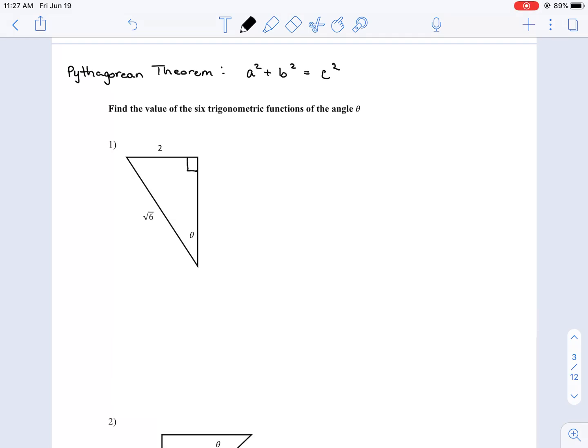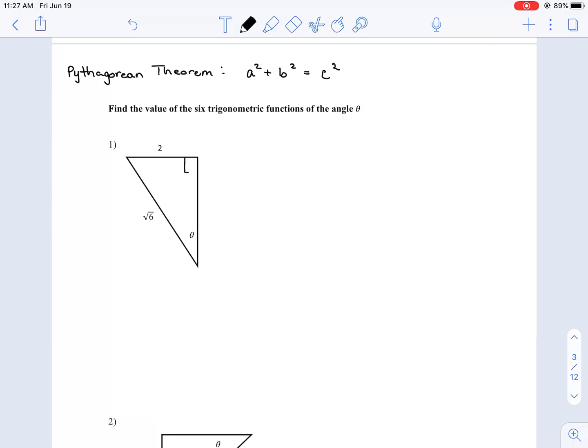Hello class, in this video I'll be showing you how to find the value of the 6 trigonometric functions of theta given two sides of a right triangle. Let's begin. So if we look at the triangle over here, we have two given sides and one side that's not given. We're going to first identify the hypotenuse, and in that case it's the side opposite of the right angle.